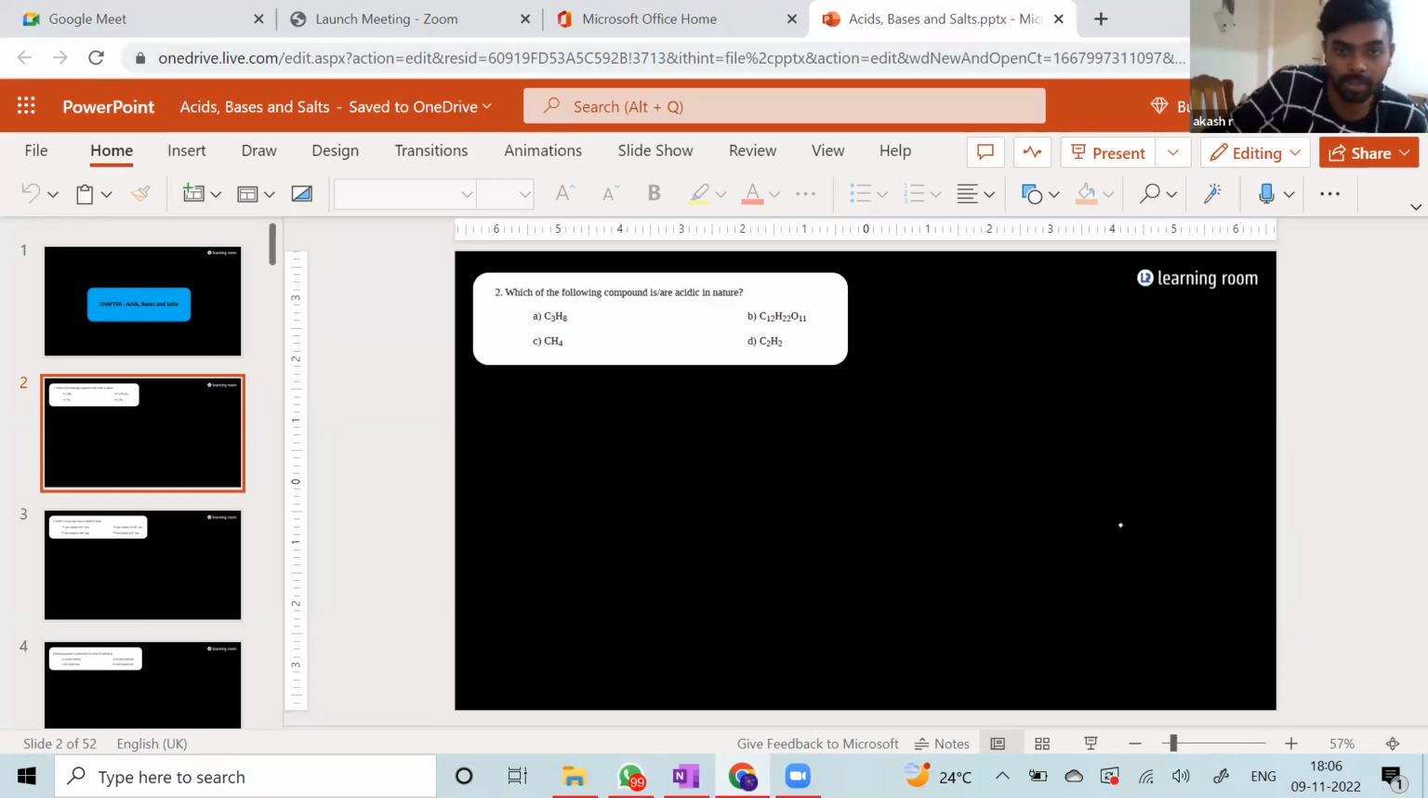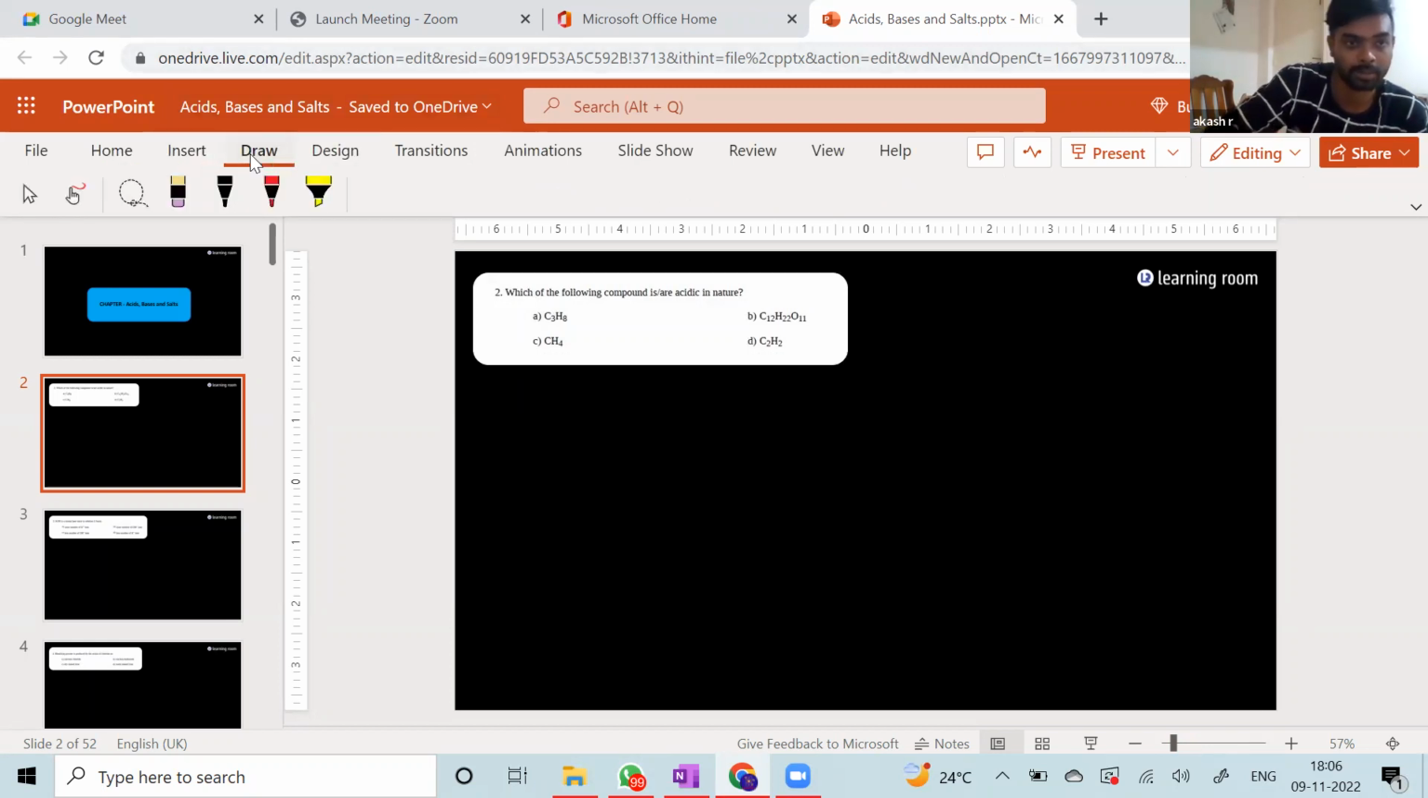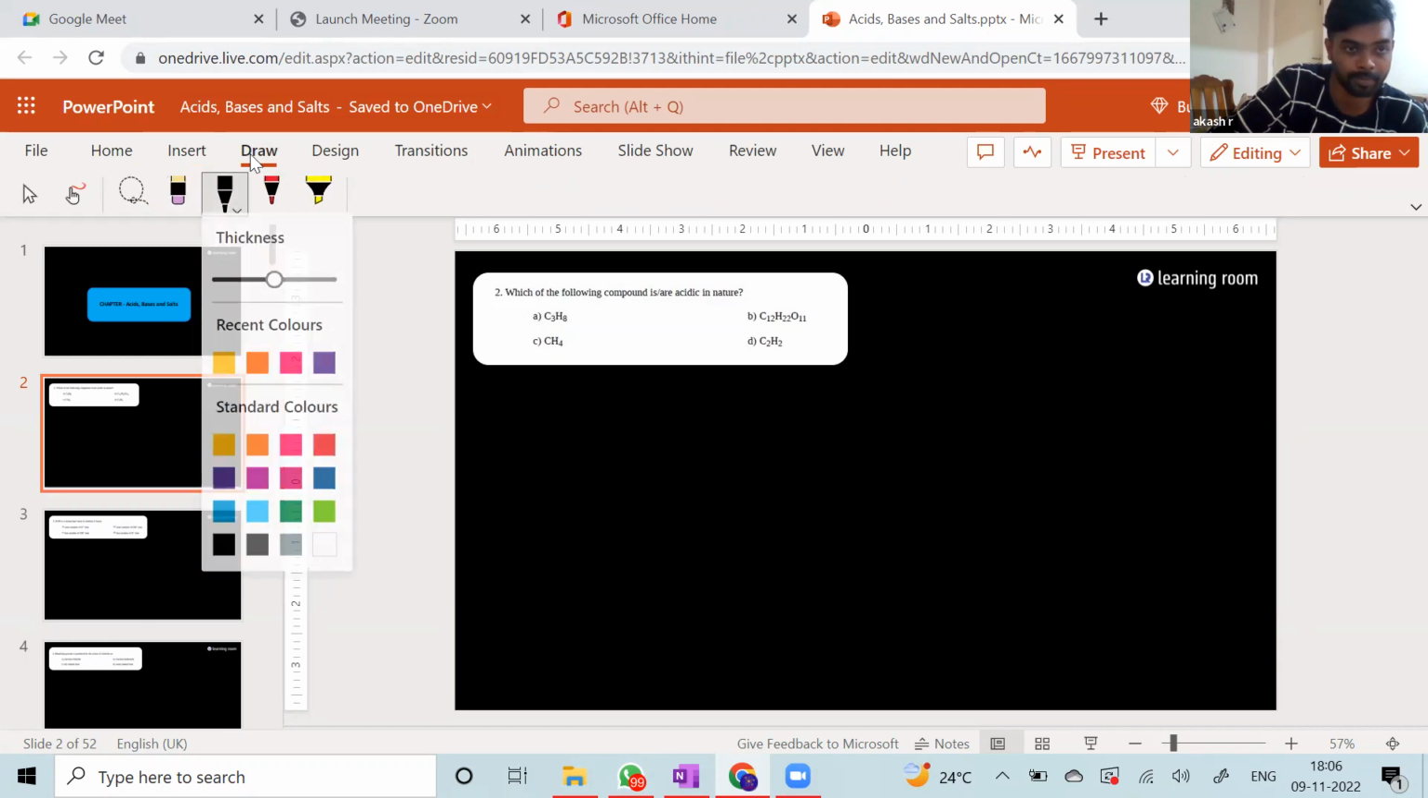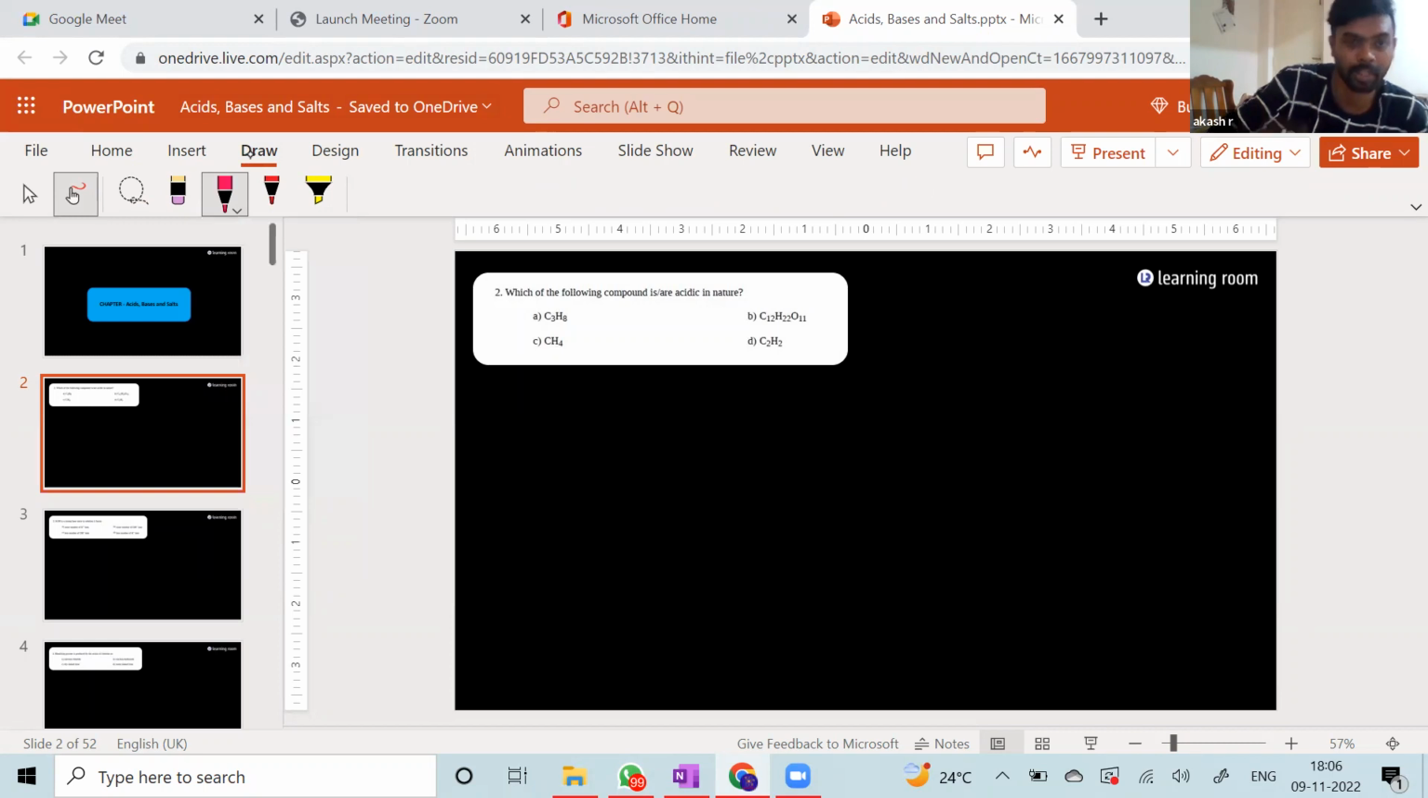So which of the following compounds are going to be acidic in nature? Now, all you have to understand is, your C3H8 is there. C3H8 is an alkane, that is CH3, CH2, CH3, right? CnH2n plus 2.